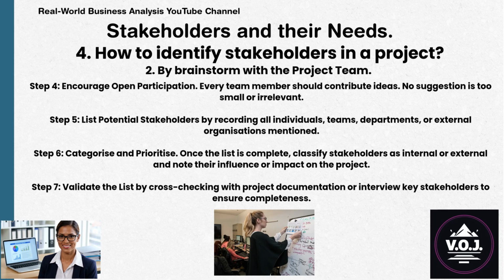Step 6. Categorize and prioritize. Once the list is complete, classify stakeholders as internal or external and note their influence or impact on the project. Step 7. Validate the list by cross-checking with project documentation or interview key stakeholders to ensure completeness.